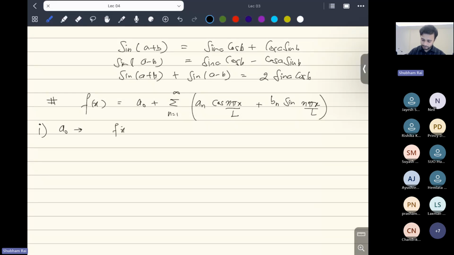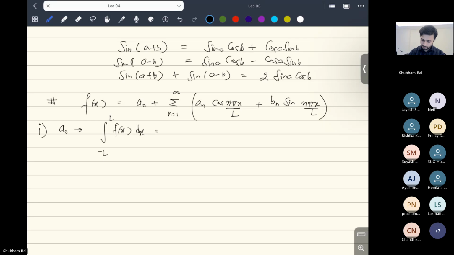So if we do that, minus L to L, and 2L is the period of this series, or of this periodic function also. 2L is the period. Period will not change. Left hand side period should be equal to the right hand side period. I mean the fundamental period.